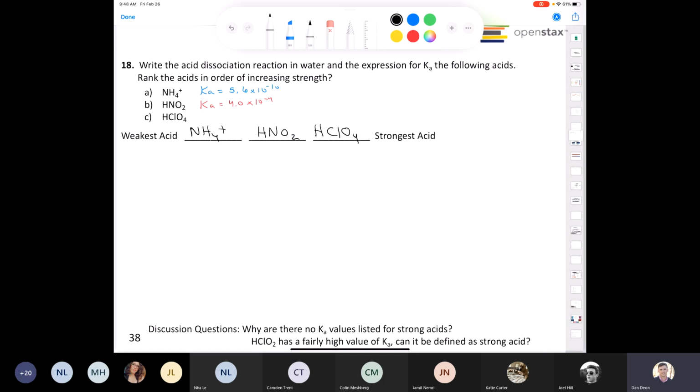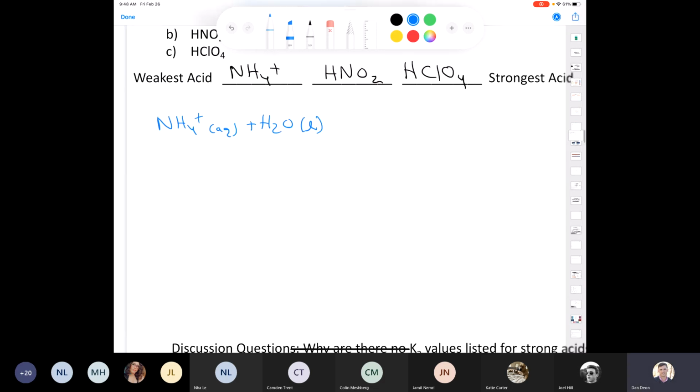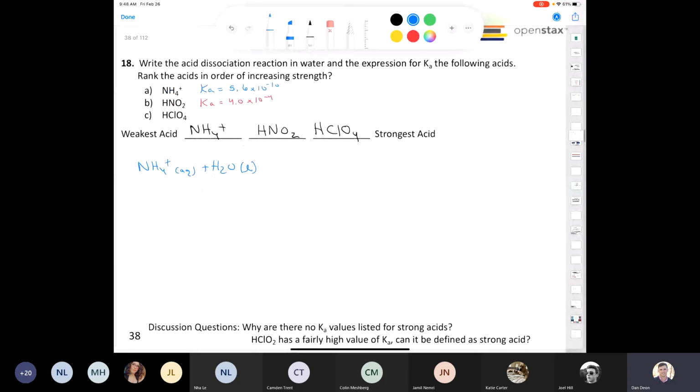Let's do A and C, right? I keep doing A and C. So if we do A, we have the ammonium ion, which is aqueous. We put it in water. Since it's a weak acid, we write an equilibrium arrow. It's going to donate some of its protons to form a hydronium ion, and you're going to be left over with ammonia. If we try the same thing with the perchloric acid, HClO4, it's aqueous.